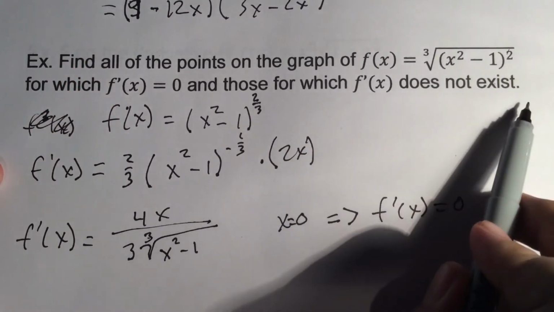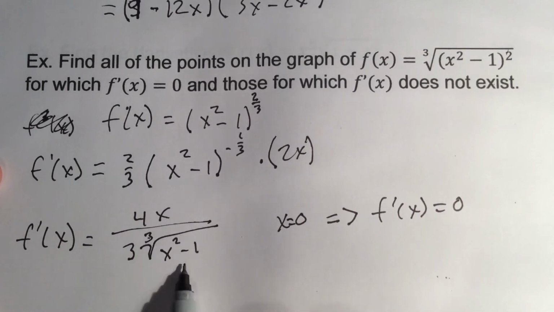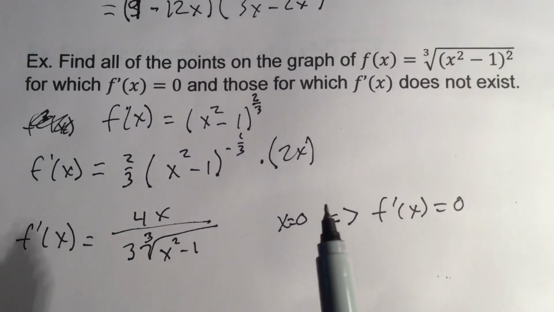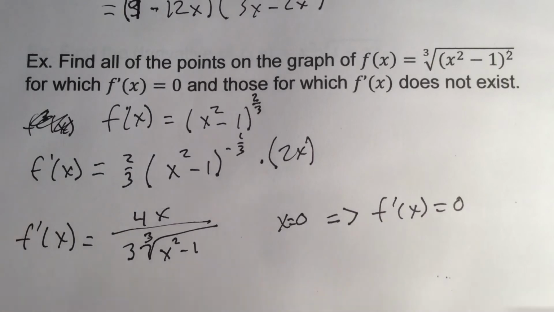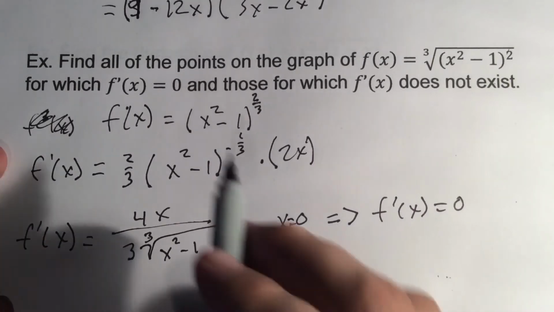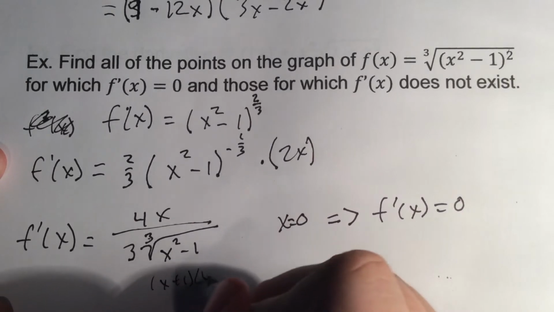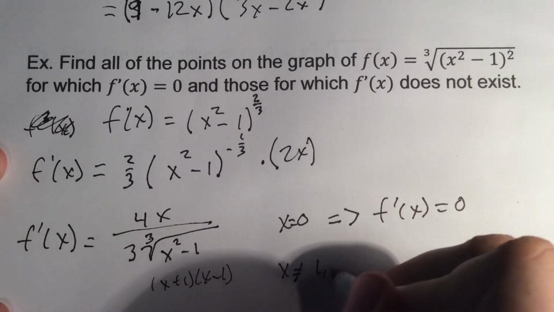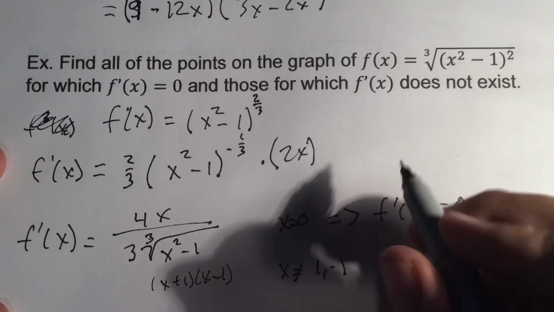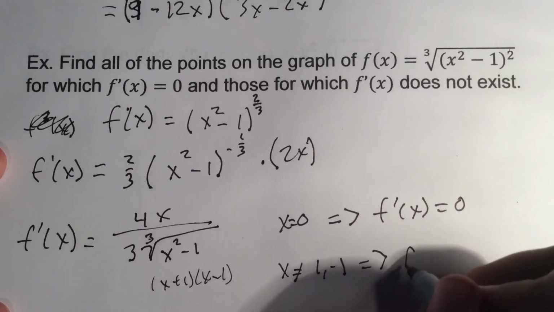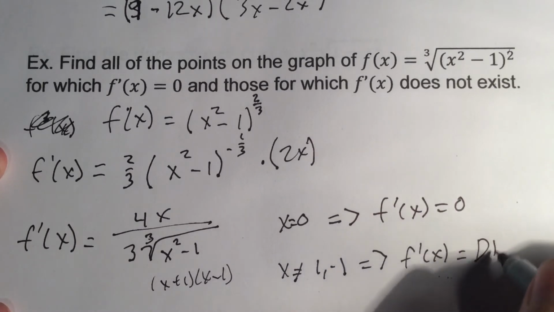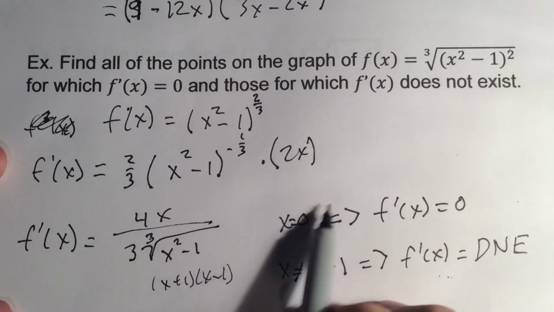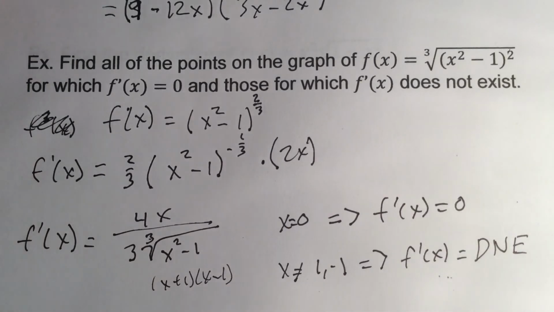The second part is where will this not exist? Well, what will make the bottom 0? Whatever's under the cubic root being 0, since anything times 0 is 0, so it doesn't matter about the 3 out front. That's where I was going with that. So x squared minus 1 factors into x plus 1 times x minus 1. So x cannot be 1 or negative 1 for the second part, where f prime of x does not exist. So when x is 1 or negative 1, it won't exist. When x is 0, we get 0 for the derivative as well.